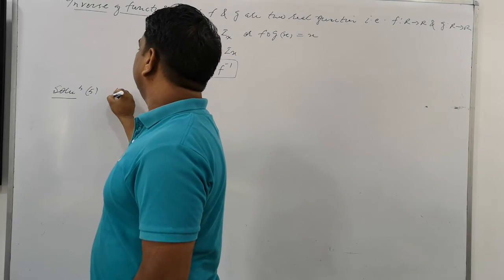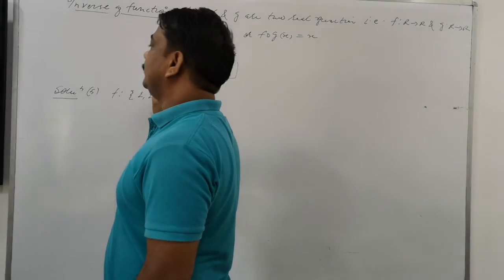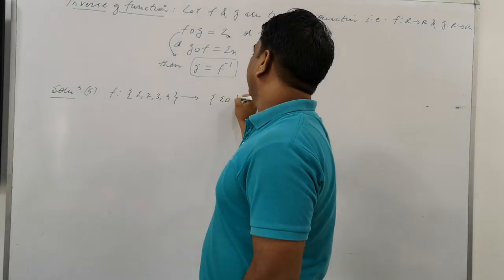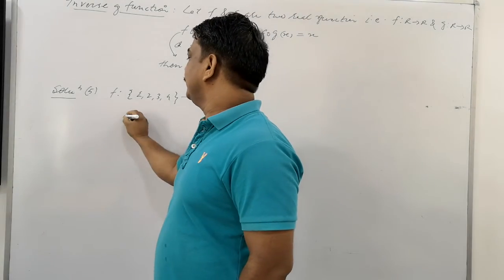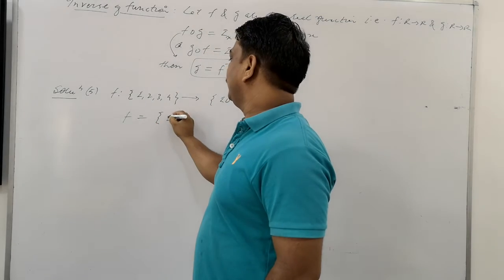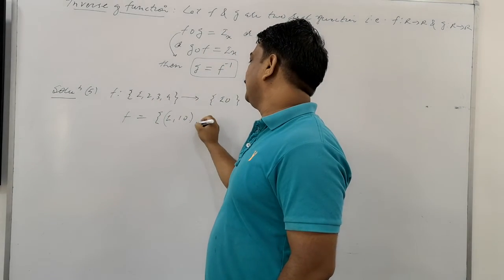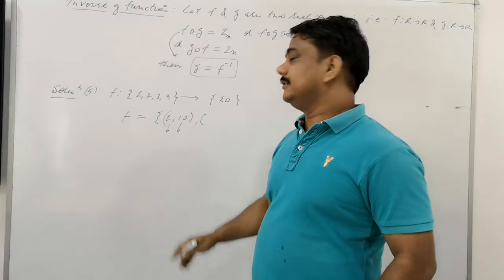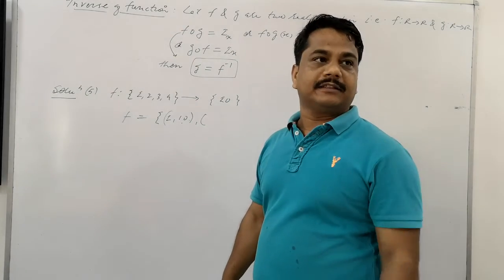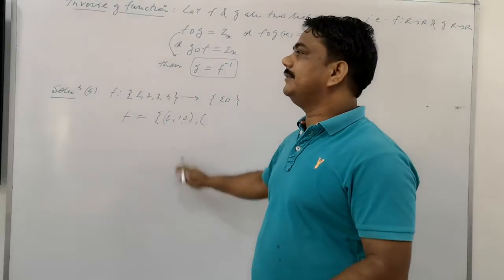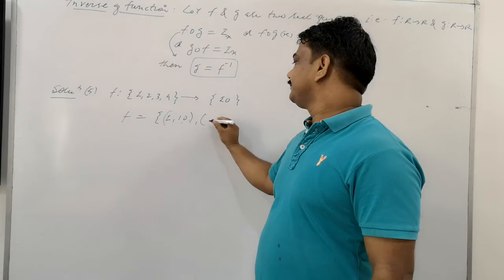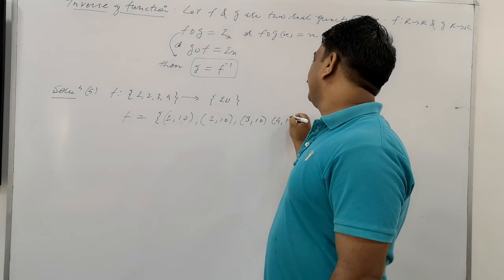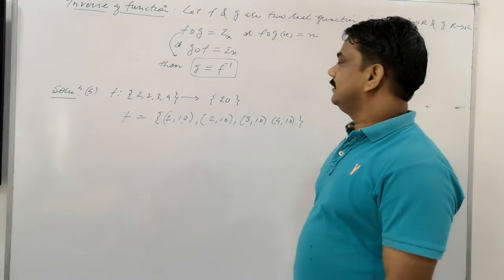A function from {1, 2, 3, 4} to {10}. Is that clear? And how is the function given? The function is given as {(1,10), (2,10), (3,10), (4,10)}. These are the domains of the function. The first is the domain and the second is the image. As a result of the function, 1 is related with 10, 2 with 10, 3 with 10, and 4 with 10. Clear, guys?